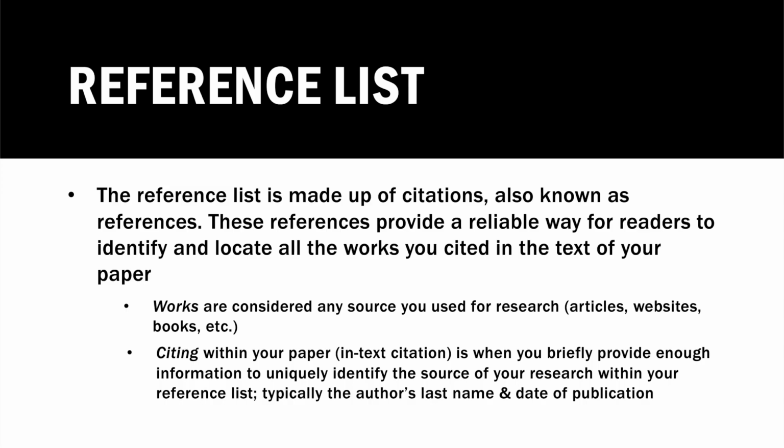The reference list. The reference list is made up of citations, also known as references. These references provide a reliable way for readers to identify and locate all the works you cited in the text of your paper. Works are considered any source you used for research: articles, websites, books, etc. Citing within your paper, also known as in-text citations, is when you briefly provide enough information to uniquely identify the source of your research within your reference list. Typically, the author's last name and date of publication are used.